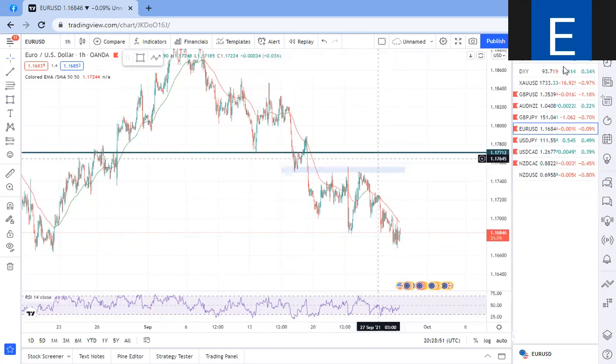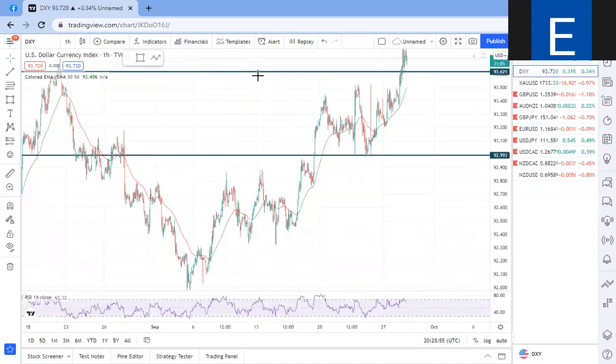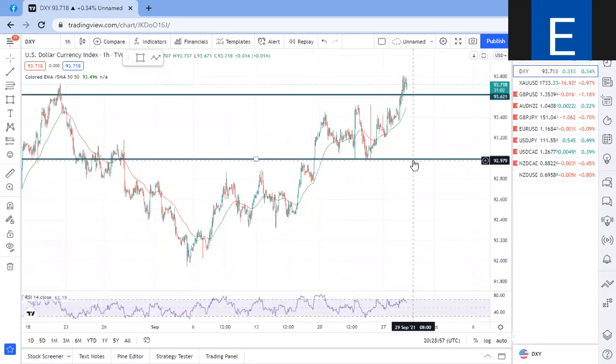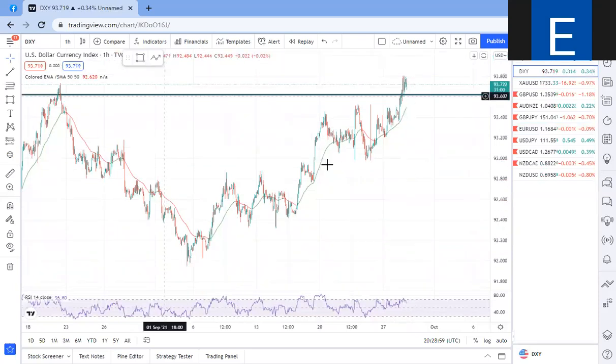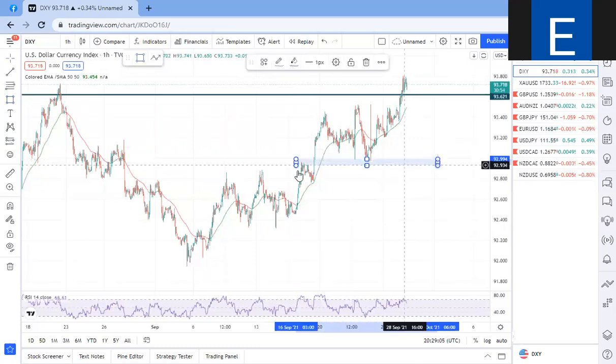Let's go to DXY. Let me take this off. You can see it happens. It's almost the same exact price action. Price broke below this resistance level, retested as support before pushing up.